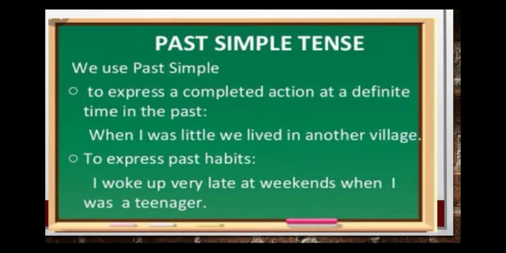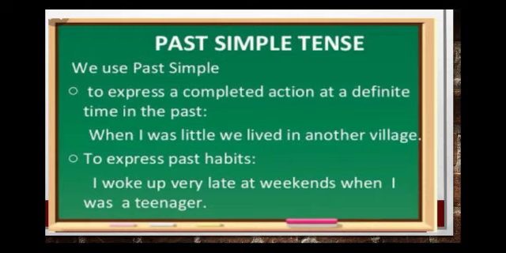Look at the example. When I was little, we lived in another village. This sentence states that at present, we are living in some other village. But in the past, when I was little, at that time, we used to live in another village.